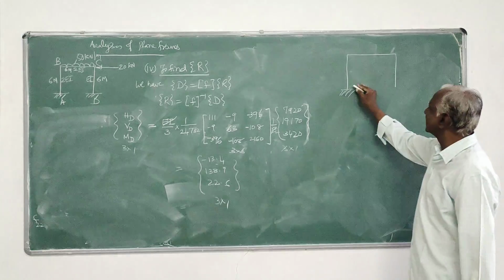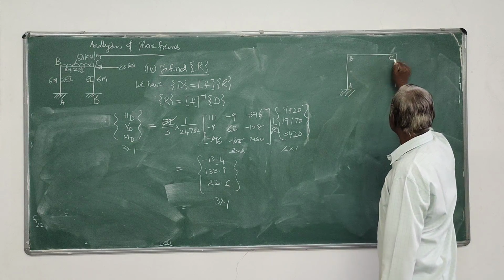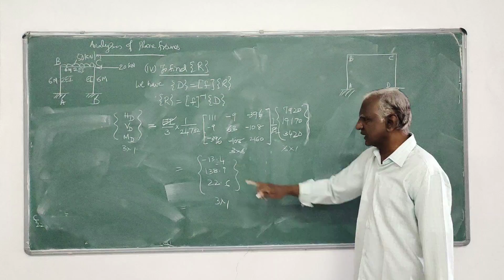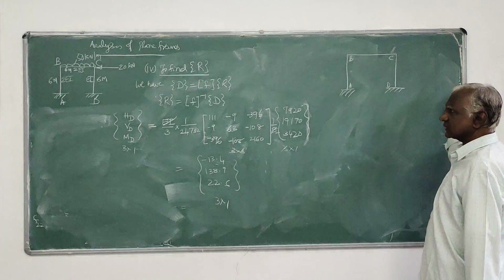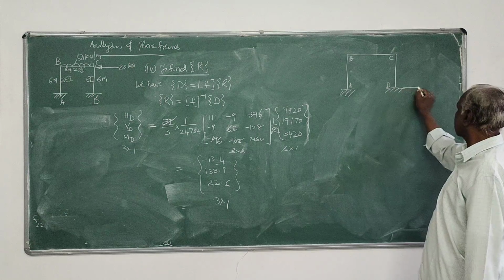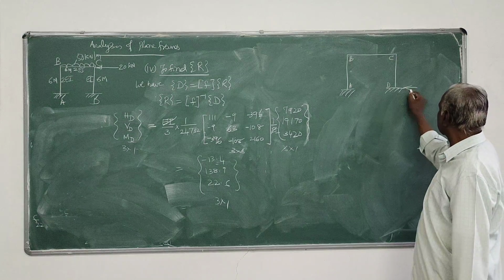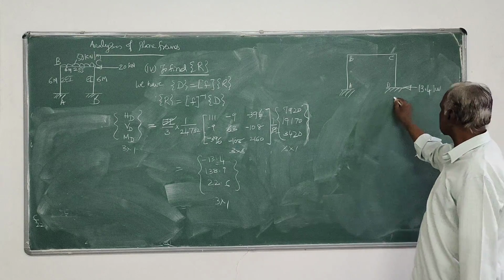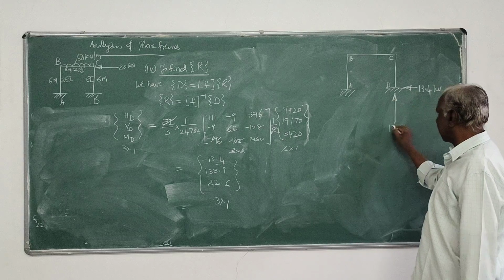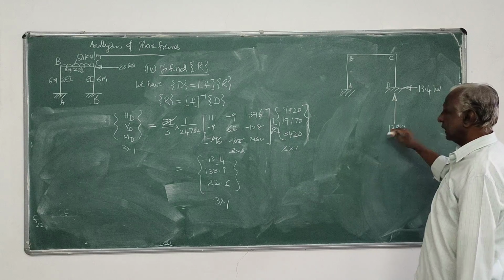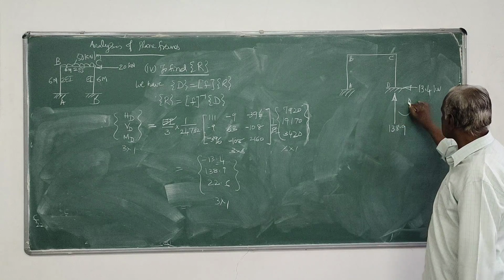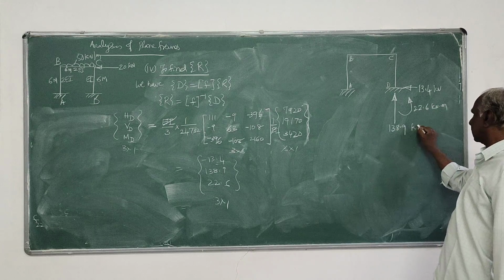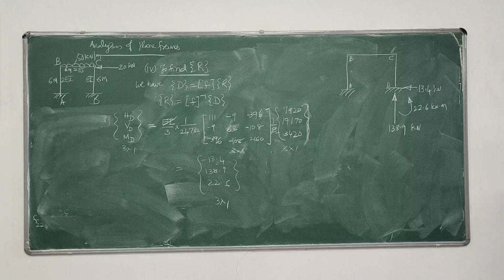So this is A, B, C, D. Now I got this as minus 13.4. Minus means whatever direction I had assumed to start with, that should be reversed. So this is 13.4 kilonewtons. This is 138.9, and this is 22.6 kilonewton meter. These are the things which I got at this support.